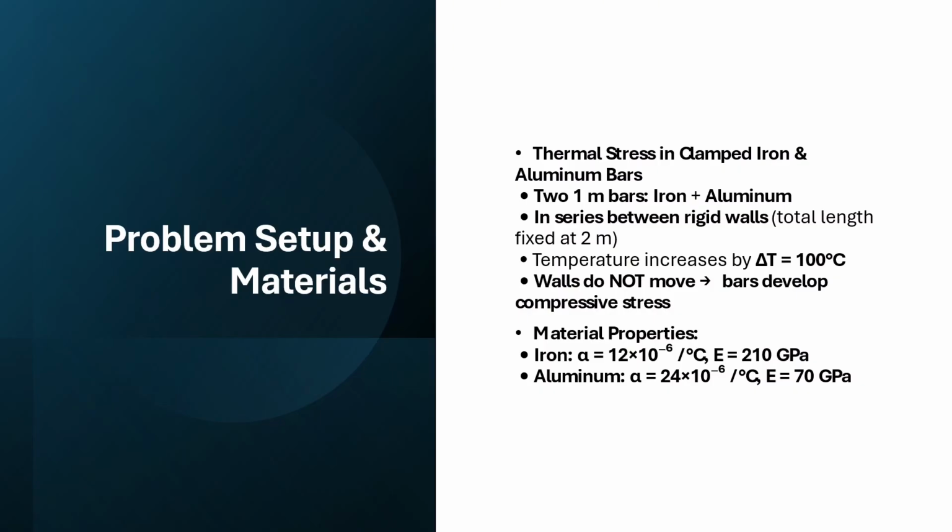The iron bar has a thermal expansion coefficient of 12 times 10 to the minus 6 per degree Celsius and a Young's modulus of 210 gigapascals. The aluminum bar has a coefficient of 24 times 10 to the minus 6 and a modulus of 70 gigapascals.